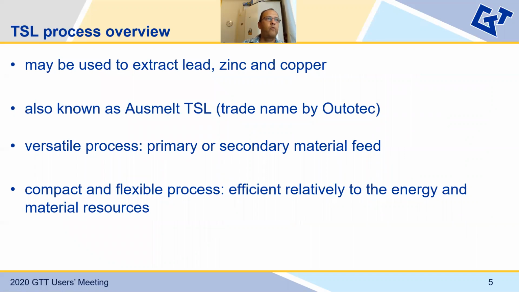The TSL process may be used to extract lead, zinc, and copper. The process is also known as Ausmelt TSL. It's a trade name by Outotec. The process is very versatile, so we can feed into the process primary materials or secondary materials. And this process is also compact and flexible, so it is efficient relative to energy and material resources.